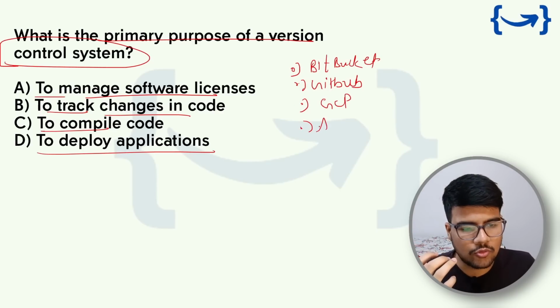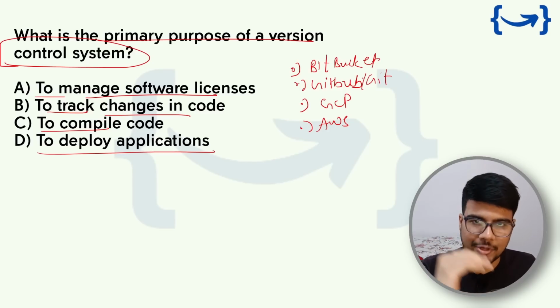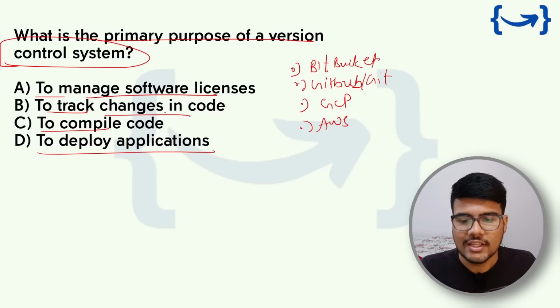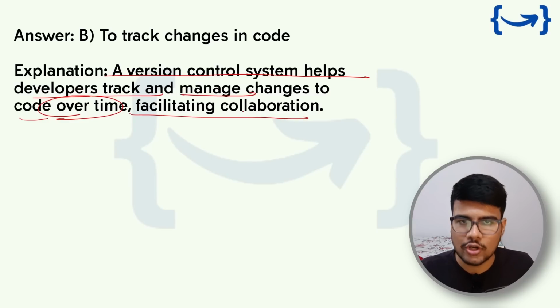Or another would be AWS. So let me know which is a version control system out of it in the comment section. Let me see how much you know. So yeah, option B, to track changes in code, is the right option for this question. A version control system helps developers track and manage changes to code over time and facilitates collaboration.